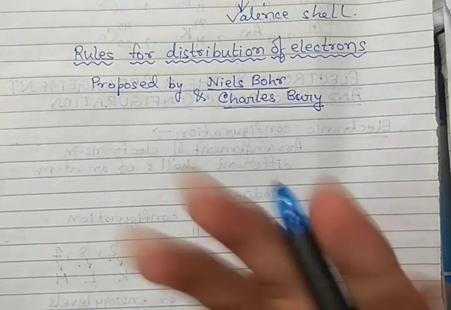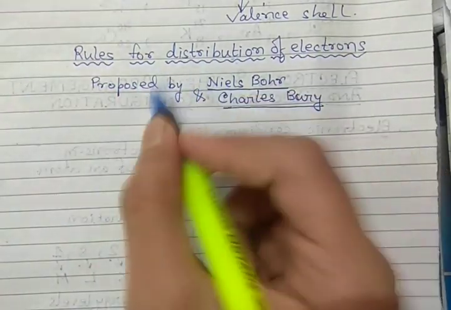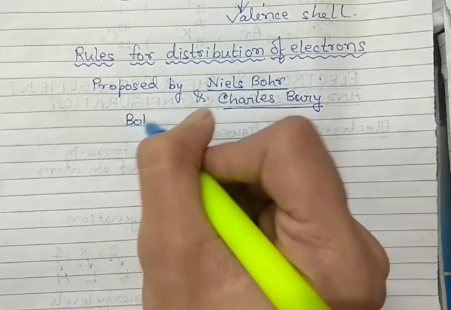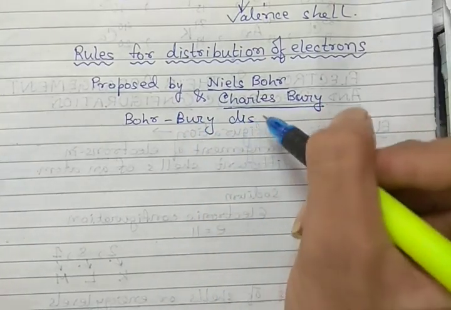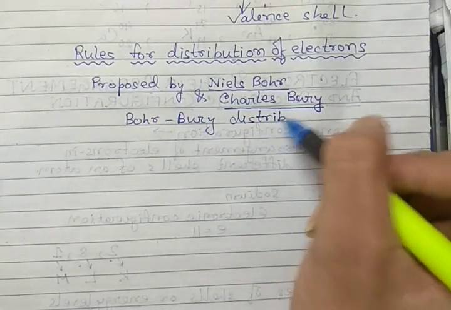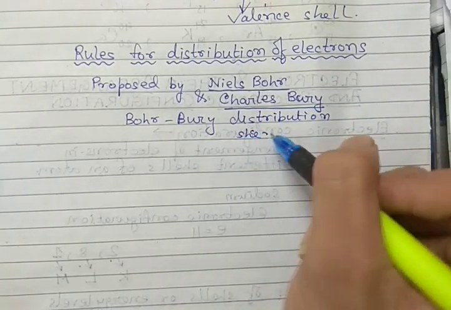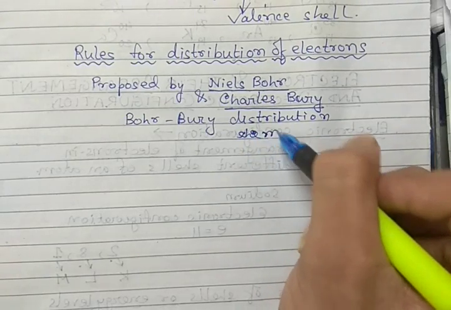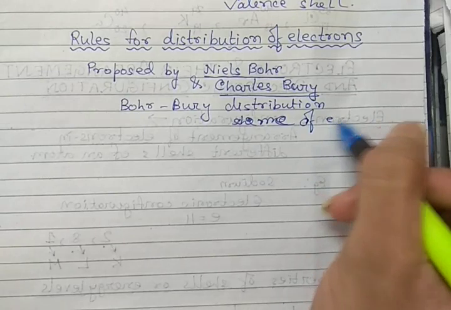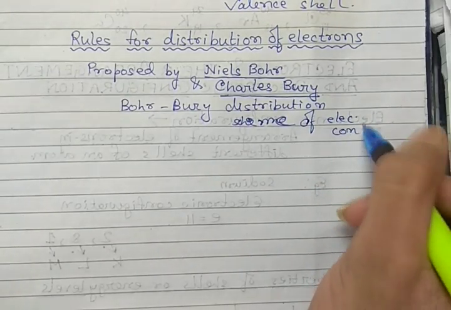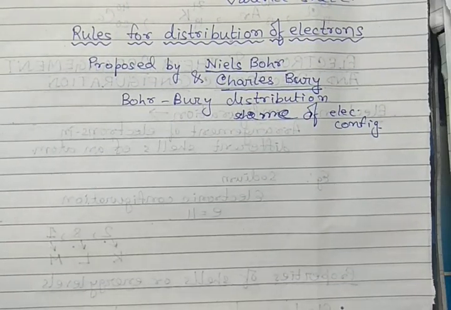ওদের এই যে দুটো রুল ছিল, এই রুলটাকেই আমরা কি বলি? এই রুলটা দিয়ে ইলেকট্রন ডিস্ট্রিবিউশন করা হবে, এই রুলটাকেই কি বলা হয়? বলা হয় বোর বেরি ডিস্ট্রিবিউশন scheme, Bohr-Berry distribution scheme, clear? Of electronic configuration, clear? This was known as the Bohr-Berry distribution rule of electronic configuration, clear?